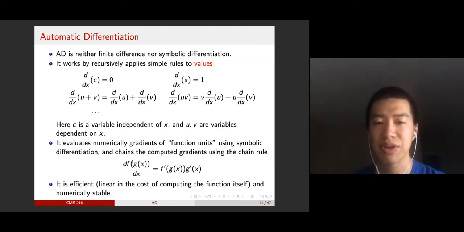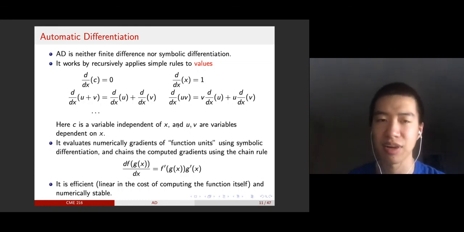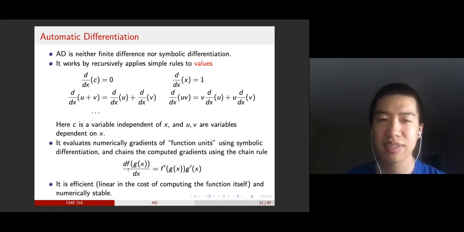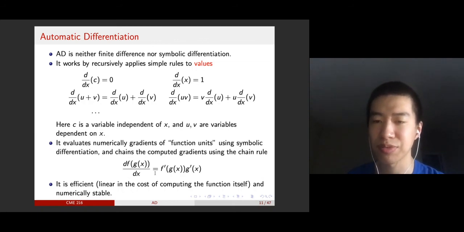So it evaluates numerically the gradients of all the function units. By function units, I mean, for example, x or sine x or cosine x. You already know the gradient of those very simple functions, so you can just plug in the numbers and compute the gradients. Because your program is a composition of functions, it evaluates according to the simple chain rule. And automatic differentiation also computes the gradient exactly without any approximation error. It is also very efficient, as we will show later.